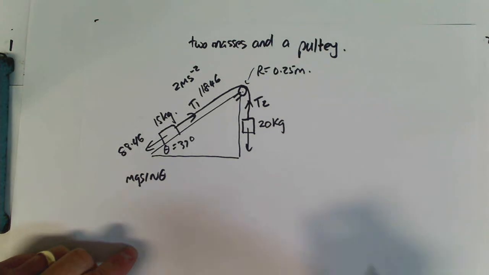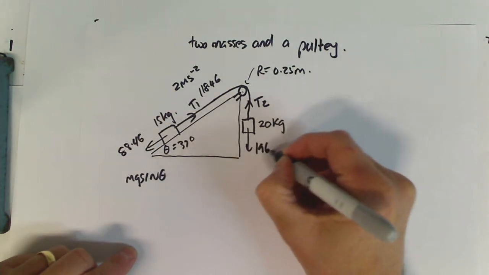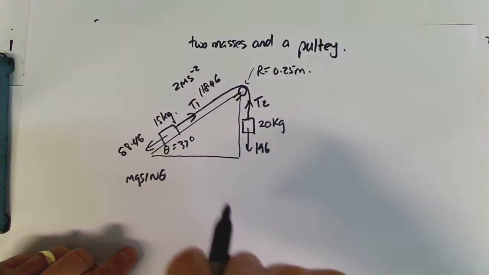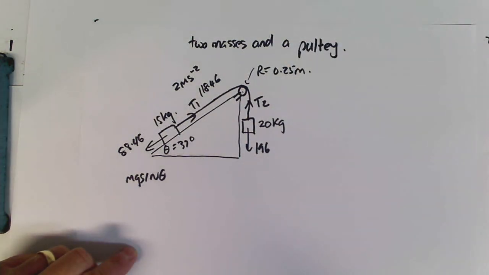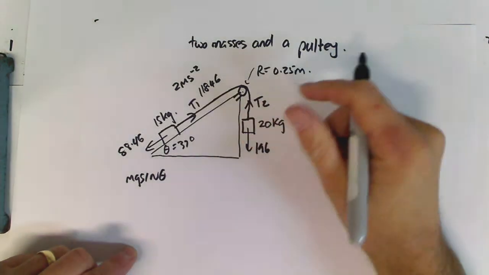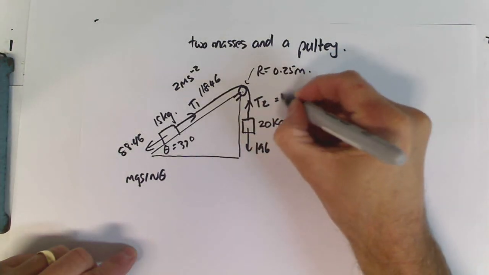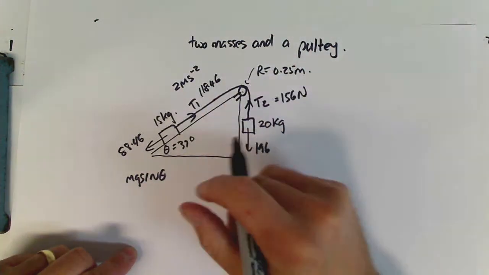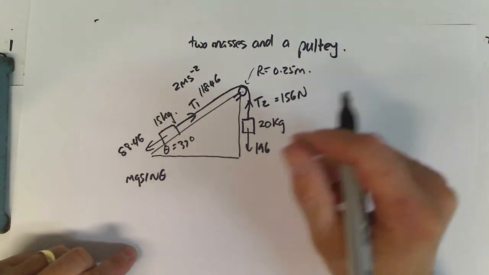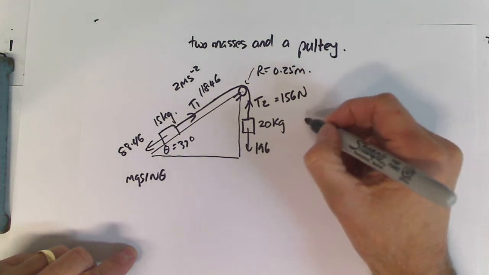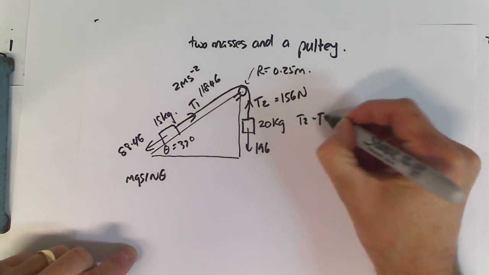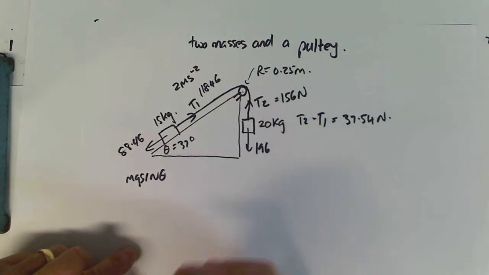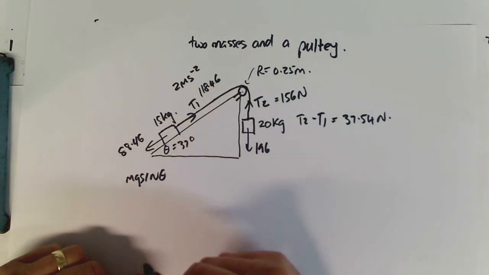Now T2, again, a reasonably simple one. T2 has got 196 newtons downwards. We know that we actually only need 40 newtons downwards. So T2 must be equal to 156 newtons. Now that means we lost 37.54 newtons somewhere, so T2 minus T1 equals 37.54 newtons. That must be what's accelerating the rotating disc.